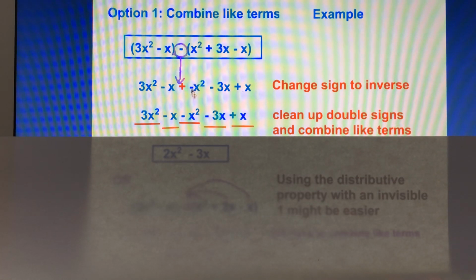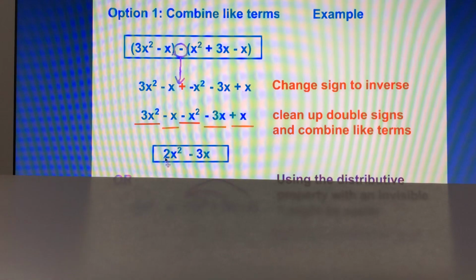A positive and a negative makes a negative. And you have to combine like terms. So you're still going to combine like terms. Again, we find all of the terms that are the same, and we get 2x squared minus 3x.